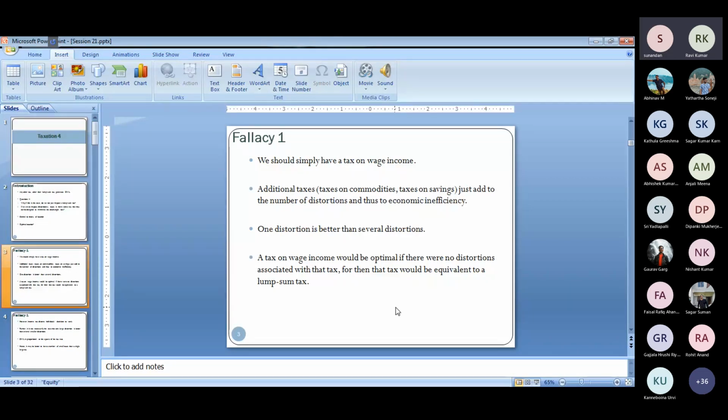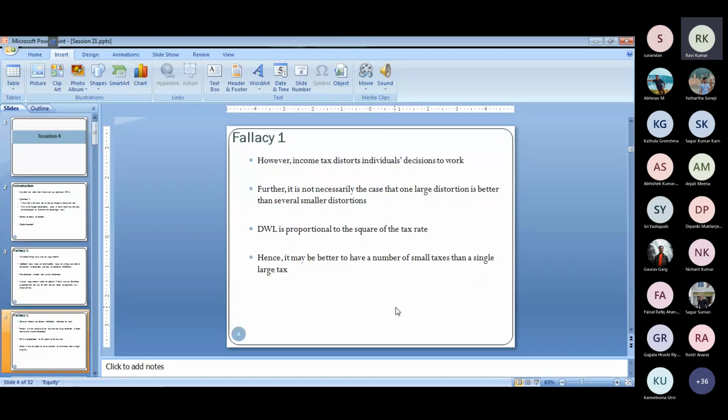Right? Look at the budget constraint, you just reduce I. You're not tampering with anything else. Then that should be equivalent to lump sum taxation. The problem is the moment you have this tax on your wage income, as we have just seen, individuals' choice about work, working hours, even participation, everything changes.